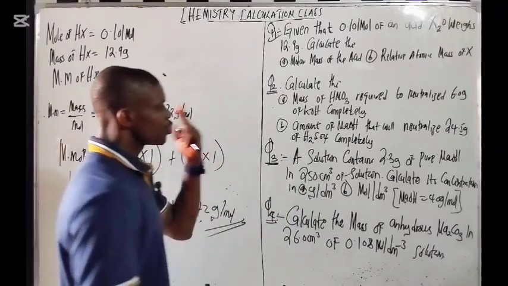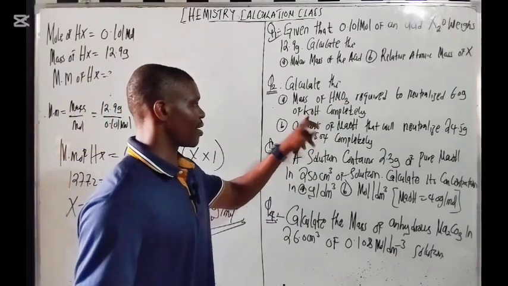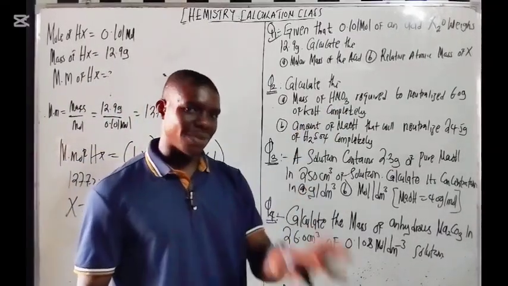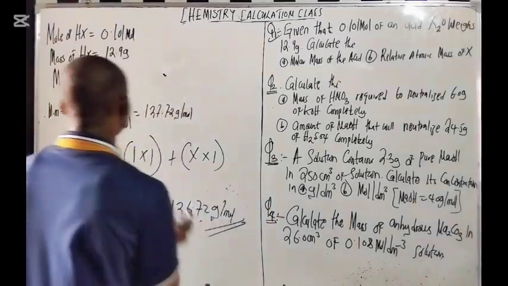Now, whenever you see two things react together, because this one reacts with this one, you have to write a balanced chemical equation, which I want to teach you in this video.